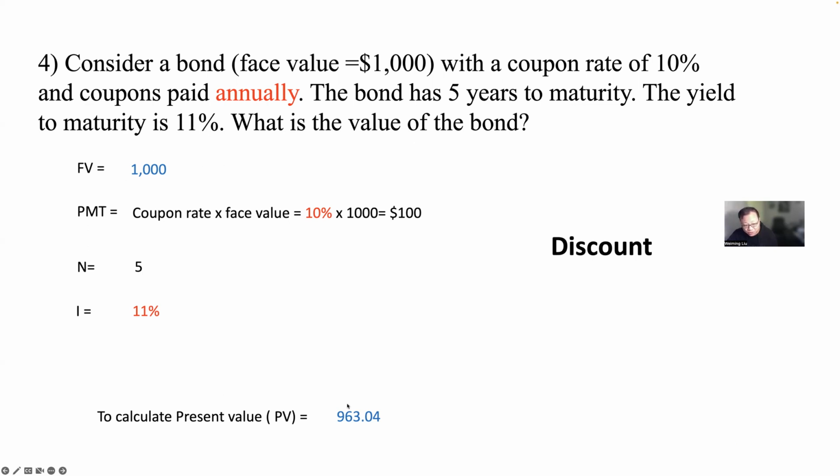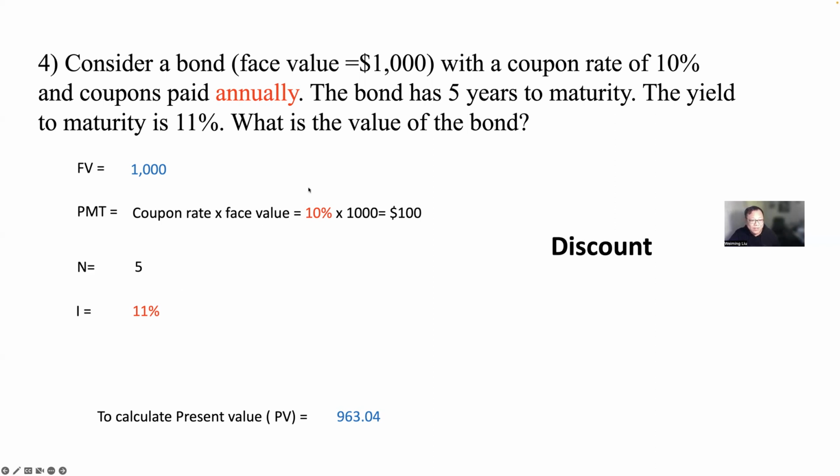Well, now let's go through this again. Face value is 1,000. Payment, you use the coupon rate, which is 10%, because it's paid annually. So you're going to use the annual coupon rate, 10% times face value of 1,000. So the payment is 100. And how many years? N equals 5. And I is 11%.